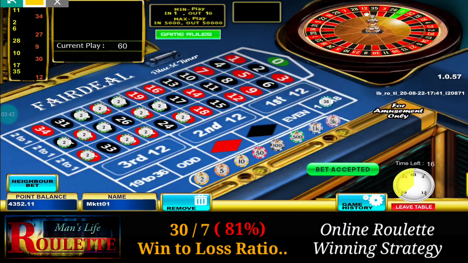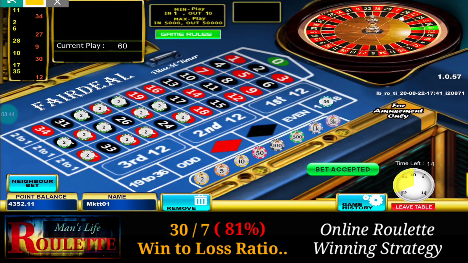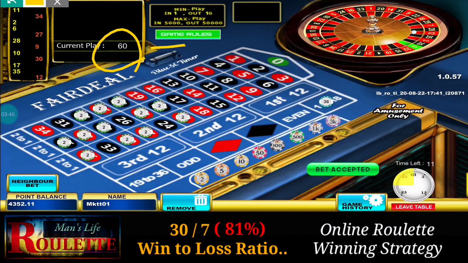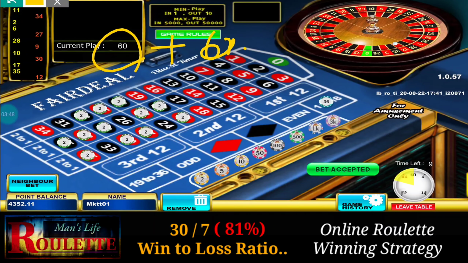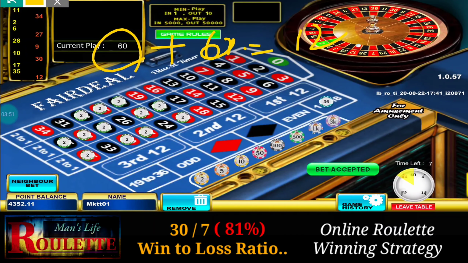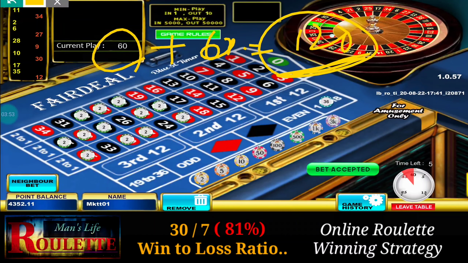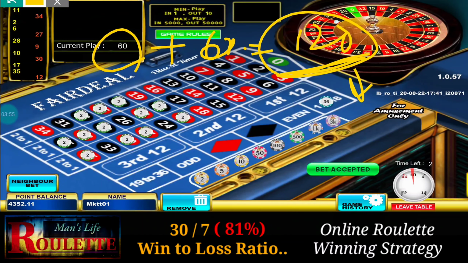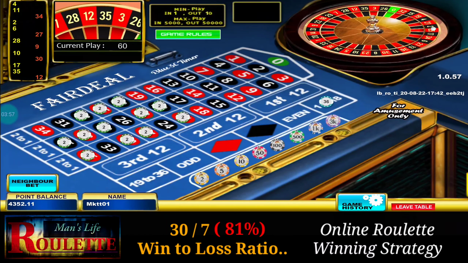Suppose I lose here, then my total bets, you can see here, is 60 unit, so it will become another 60. I will double, so it will become 120 unit, and I will continue with this 120 unit until I achieve the target. So it's quite simple.